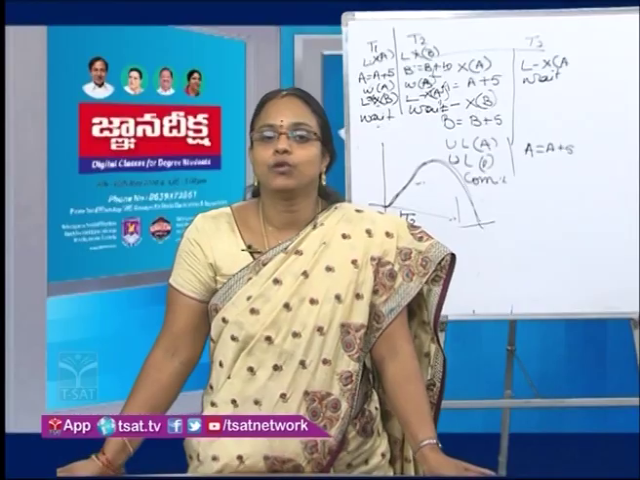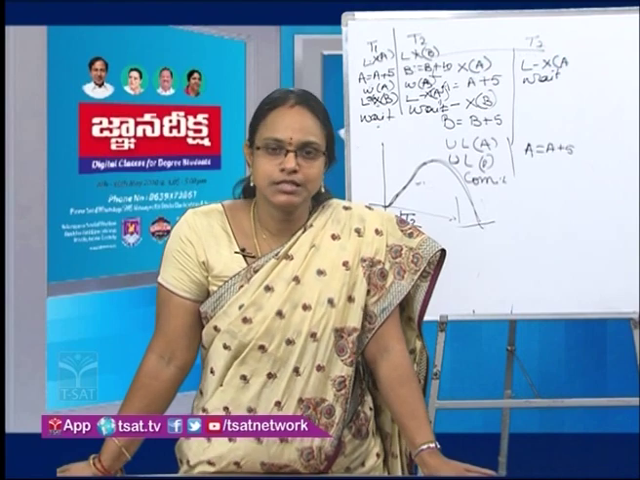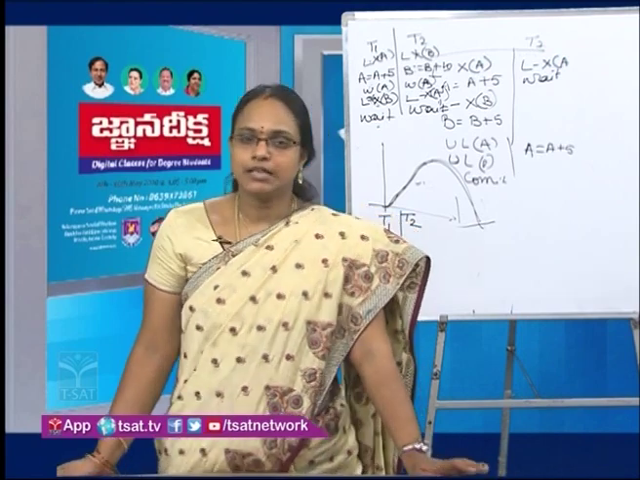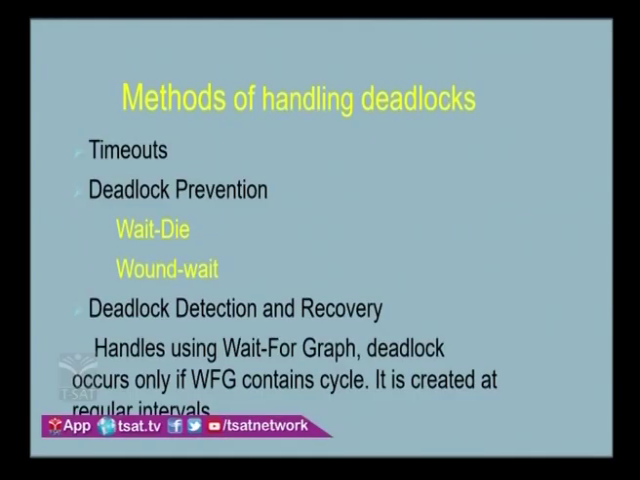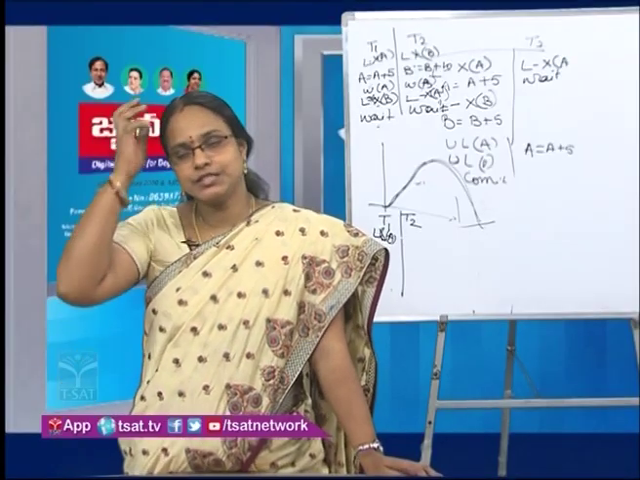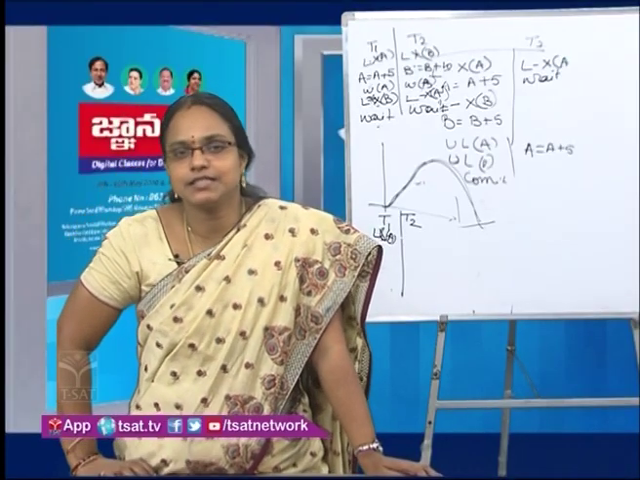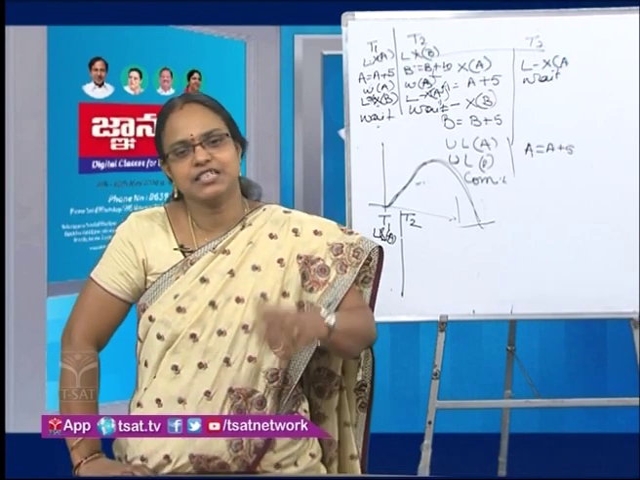Okay, so what are the ways? How do we control this deadlock? So there are three different ways of handling deadlocks. First one, the simplest method, is timeout. What will you do? Tomorrow is the last date for the ISET notification, and everyone has started applying.